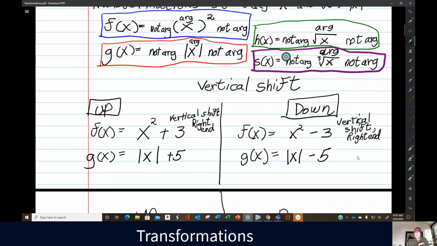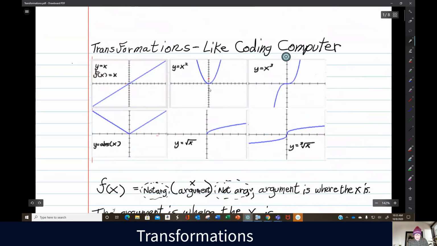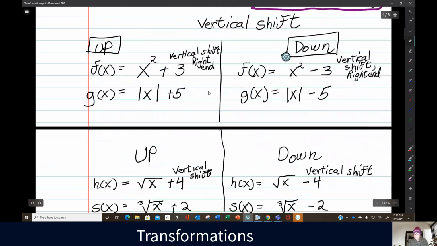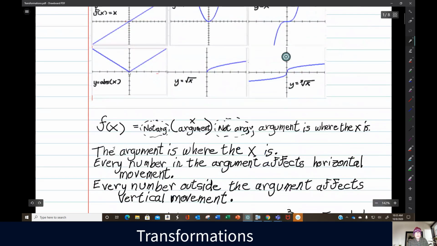So we are not in the argument at all right now. If I want to move y equals x squared down 3 units, I would put a minus 3 out here, not negative 3, but subtract, minus 3. So x squared minus 3 would take x squared down 3 units. And absolute value of x minus 5 would take the absolute value of x physically down 5 units.